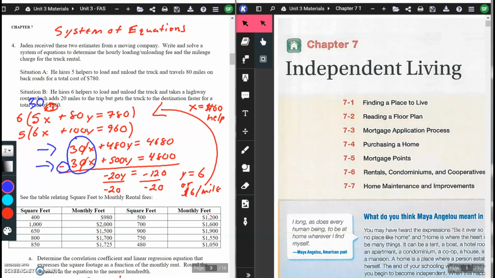I'm going to plug it into this one right here. So I'm going to put a 6 in for the y. You're left with 5x plus 80 times 6, which is 480, equals 780. Subtract 480 on both sides. You're left with 5x equals 300. Divide both sides by 5. x equals 60. So that means it's going to be $60 per hour for helping, and $6 per mile for your y.